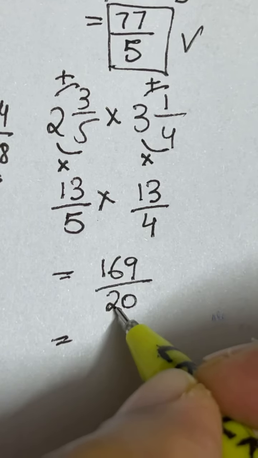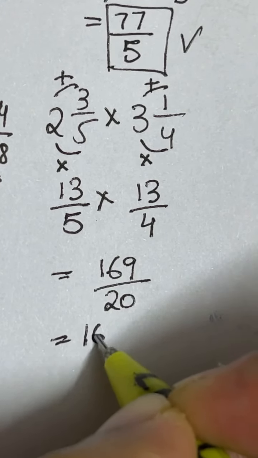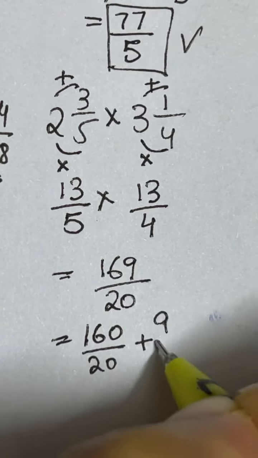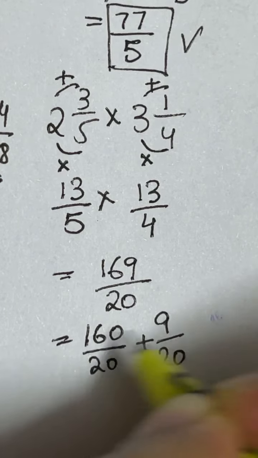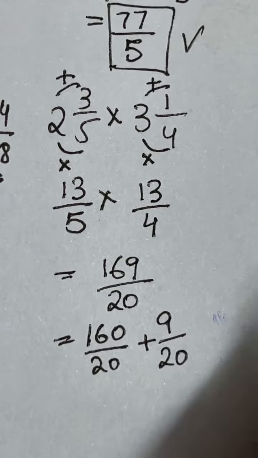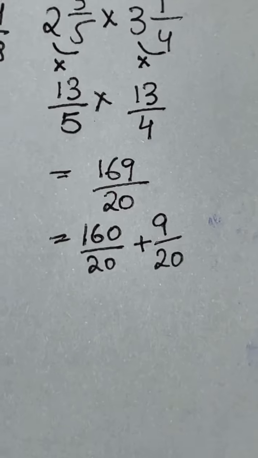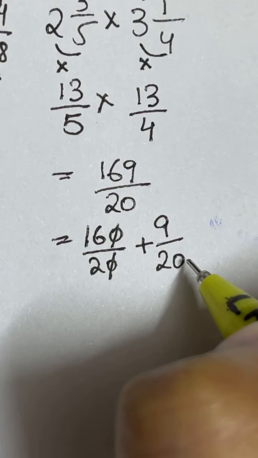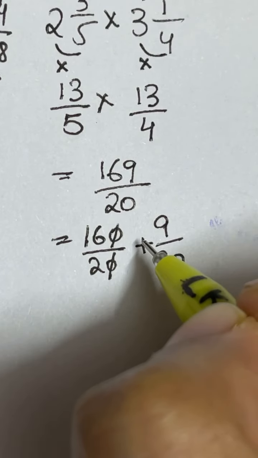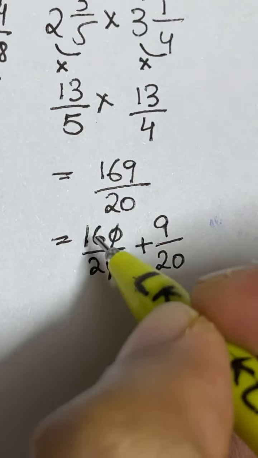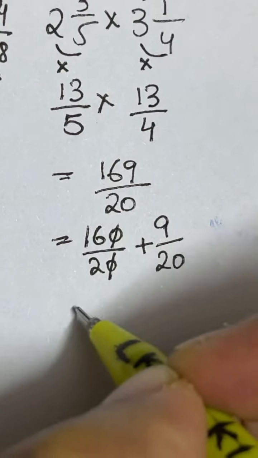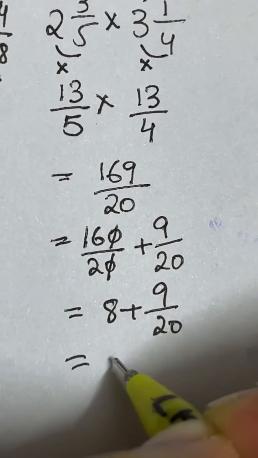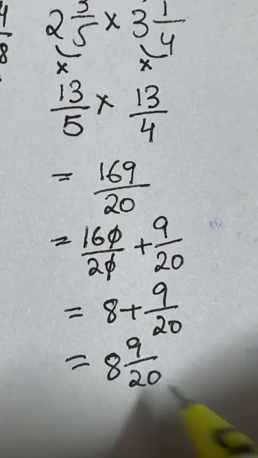Suppose I have 20, so I can break 169 into 160 over 20 plus what's remaining? 9 over 20. So when I'm back, 160 plus 9 gives me 169 back. So 160 over 20 is easier for me. 0, 0 gets cancelled. I cannot cancel this 0 with this 0 because there's an addition sign in between. I can only do it within the fraction. So 16 divided by 2 is 8 plus 9 over 20. So my answer as a mixed fraction is 8, 9 over 20. Done.